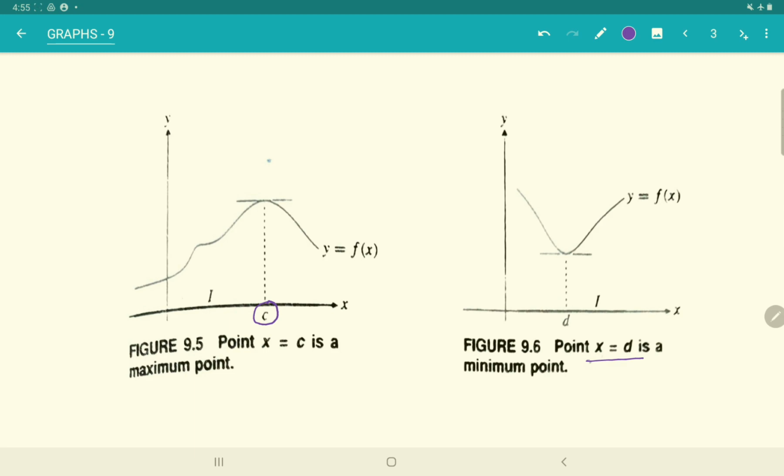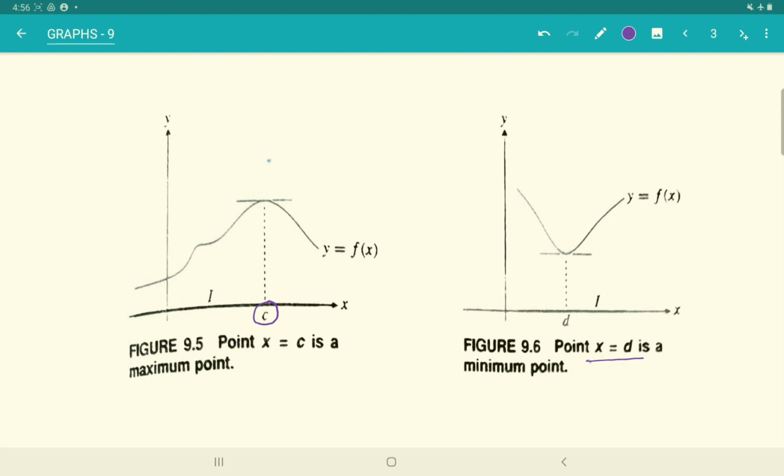That means the function is decreasing to the left of c, to the left of d. And I see that f prime x is greater than or equal to 0 for x greater than or equal to d. That means the function is increasing to the right of d. So in this case, in figure 9.6, we see that the function is decreasing to the left of d and it is increasing to the right of d, and that just means that x is equal to d would be the minimum point for f.